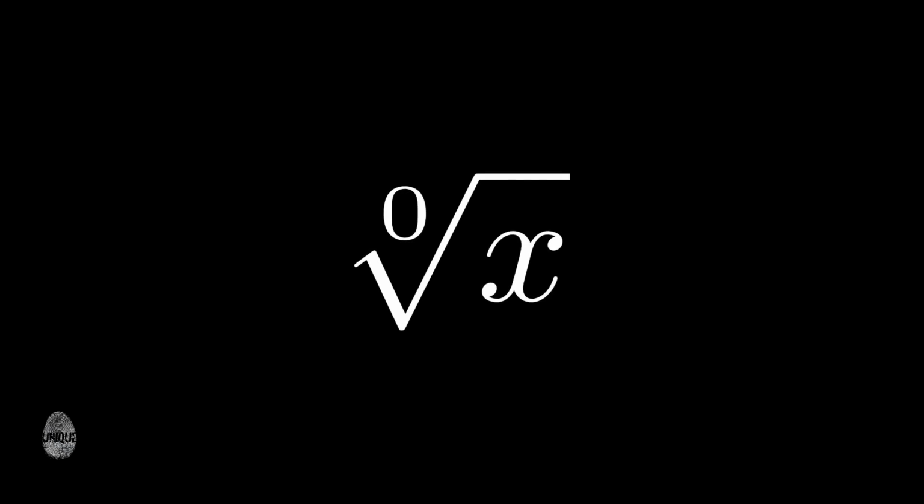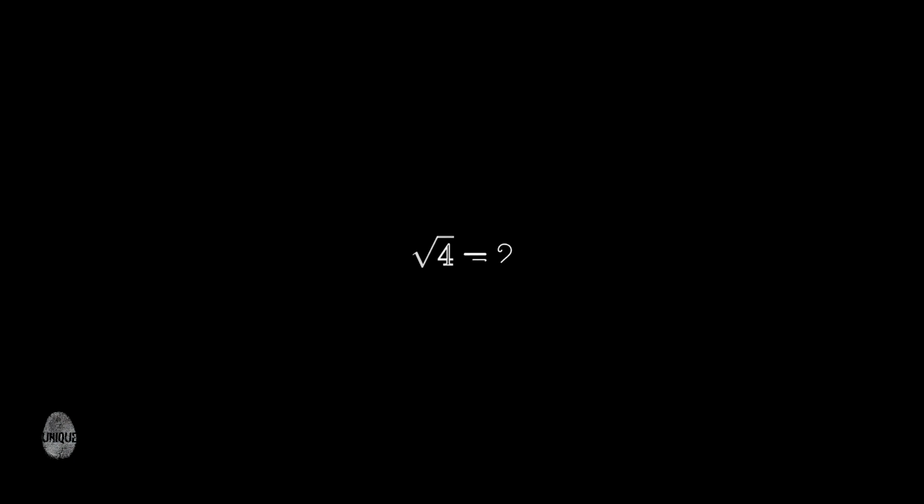Welcome to the realm of the zeroth root. First, let's get the basics down. The square root of 4 is 2 because 2 squared is 4. The cube root of 8 is 2 because 2 cubed is 8.